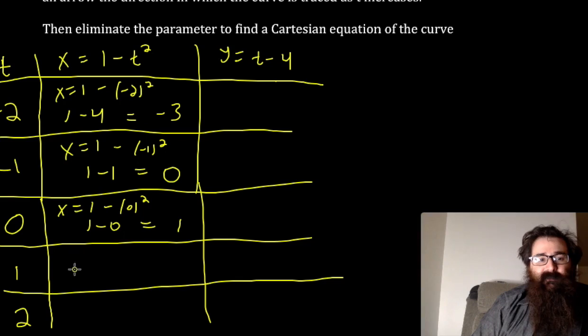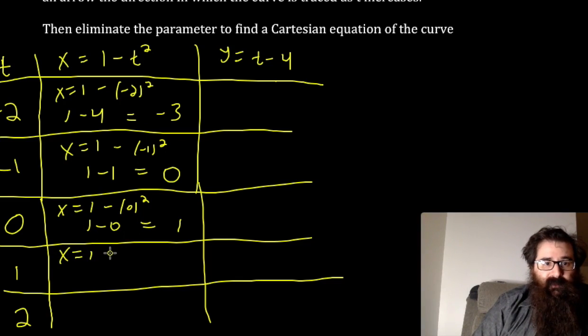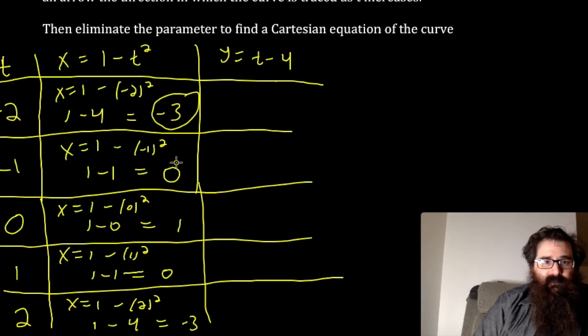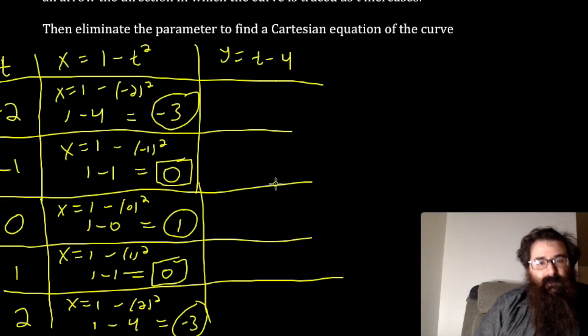If I plug positive 1 and positive 2 in, these should look familiar. Since I'm squaring whatever I plug in for t, the sign shouldn't make a difference if it's the same number in magnitude. If I plug positive 1 in, I get 1 minus 1 squared, that's 1 minus 1, equals 0. If I plug positive 2 in, I get 1 minus positive 2 squared, which is that familiar 1 minus 4, which gives me negative 3. So I have all of these x values. Let me circle them just so they're easy to spot. I'm going to box 0 because 0 already kind of looks like a circle. But you know what I'm doing.